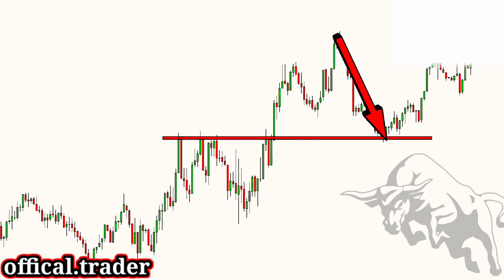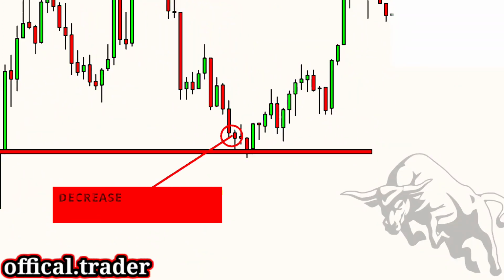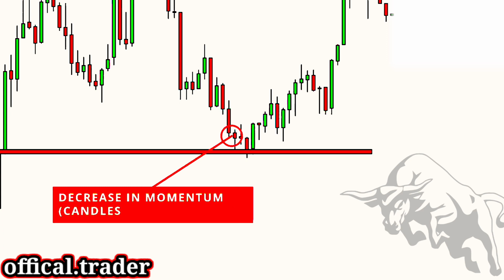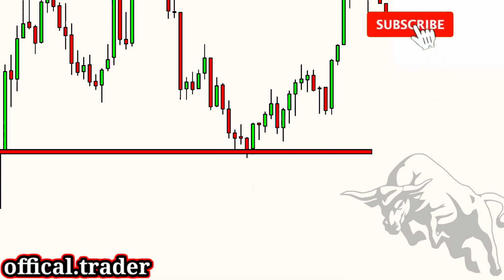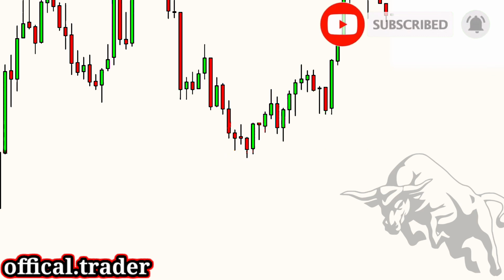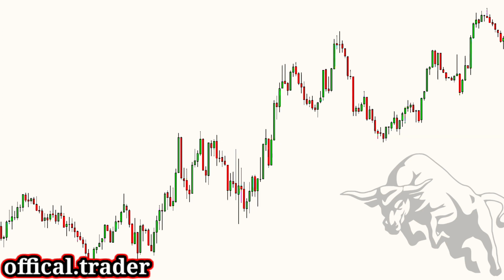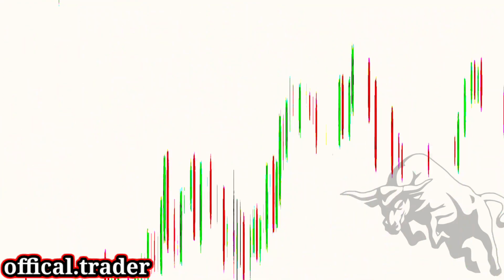So we wait for price to return. As price reaches the level, we see a sharp decrease in momentum. We see 3 small red candles immediately followed by a large green candle. This is good confirmation for us to place a buy trade with a stop loss just below our level of resistance turn support. Before long, price goes on to make a new high for the day. This was an excellent low-risk scalping trade, taking advantage of a strong support level.